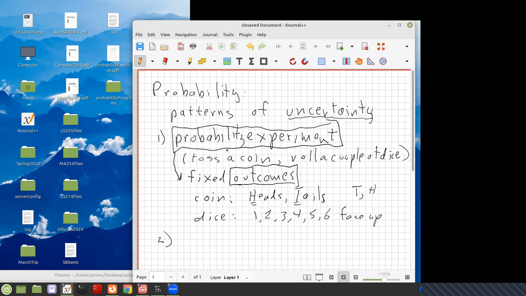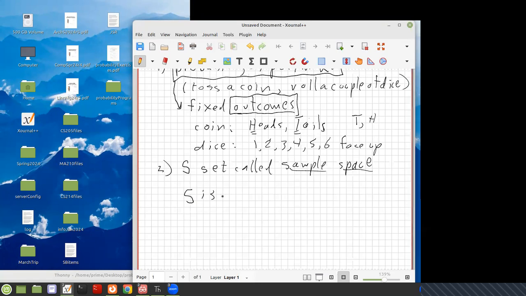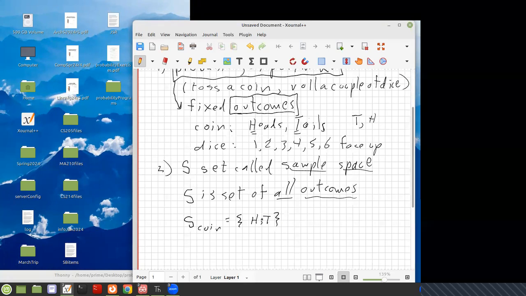And the way we're going to model this about the world, so to speak, is we're going to make a set S, which is called the sample space. S is the set of all outcomes. So, for example, for the coin, we could give it just by the names of the outcomes: heads and tails. The S for a six-sided dice might be the numbers 1, 2, 3, 4, 5, and 6. If we had a four-sided dice, it'd be 1 through 4.